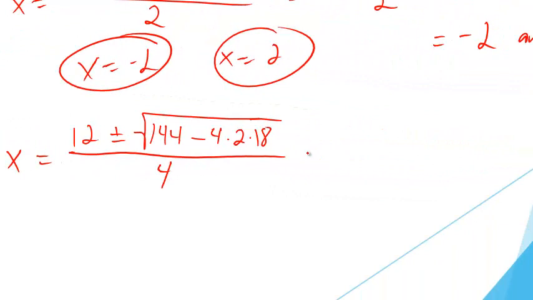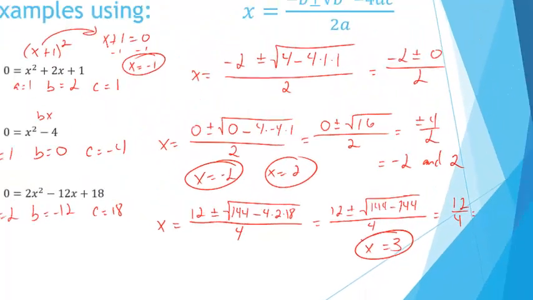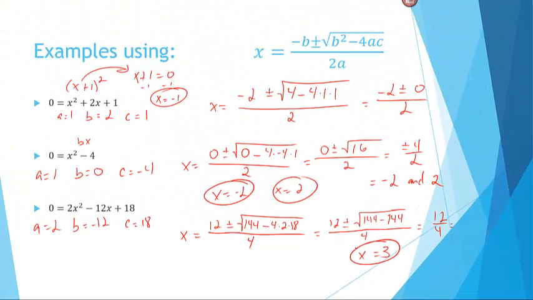So now we're going to have 12 plus or minus the square root of 144 minus 144, all over 4. So 144 minus 144 is 0, so we're going to have one solution. 12 divided by 4 equals 3. There you have it. Alright, so those are the simple ones. These ones came out to whole numbers.